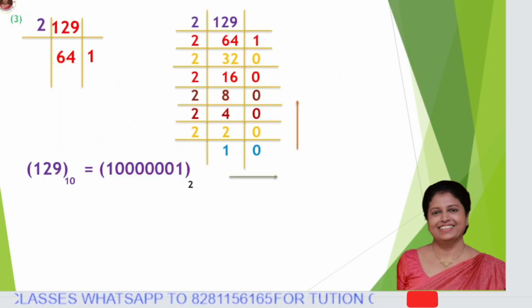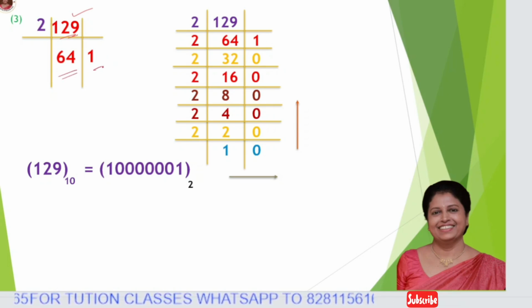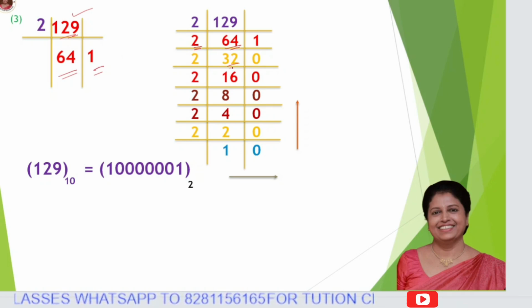Then come to the next example. We have to convert 129 to a binary number. So we start with 129. It is divided by 2. We are getting quotient 64 and remainder 1. We continue here. 64 is divided by 2. Then we will get 32 and remainder 0.